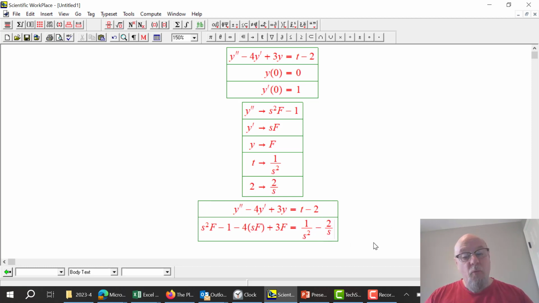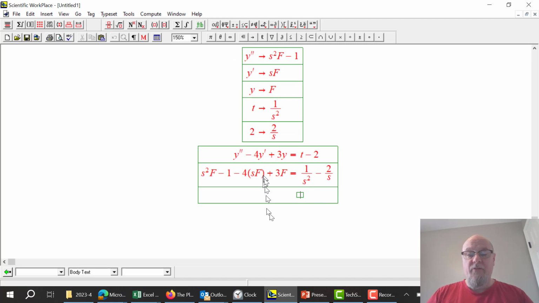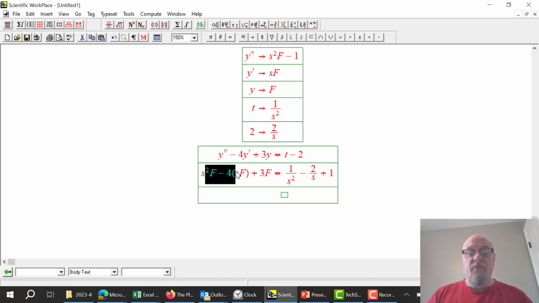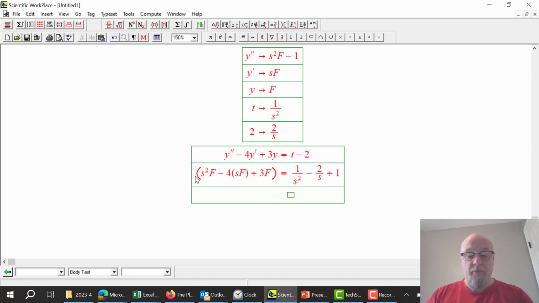Now I'm in the Laplace world. My next step then is going to be to solve this equation for F. So this piece has an F on it, this piece has an F on it, this piece has an F on it. It's only this minus 1 that doesn't have an F on it. So I'm going to bring that minus 1 over to the other side, so as a plus 1 over to the other side of the equation. And now all of these 3 pieces have an F, so I'm going to factor that F out.